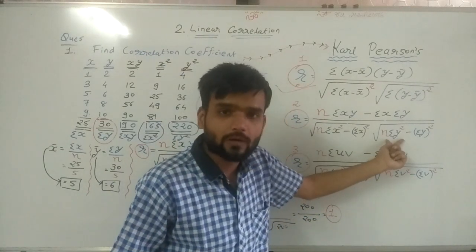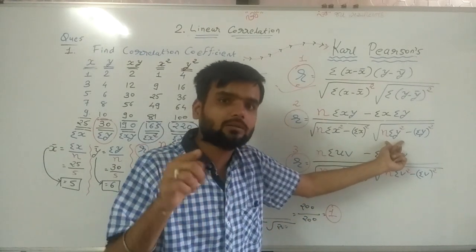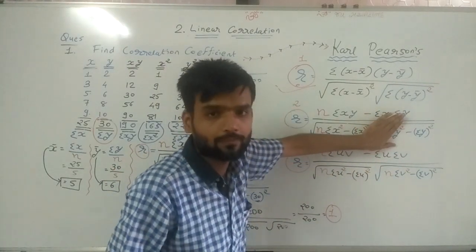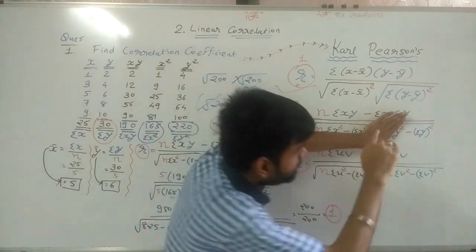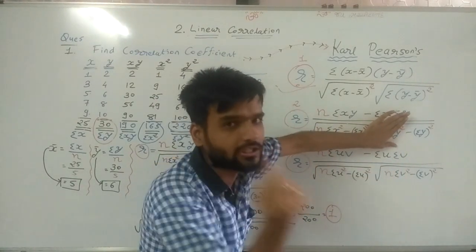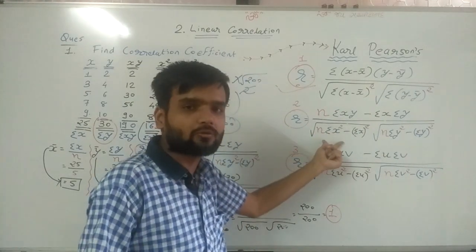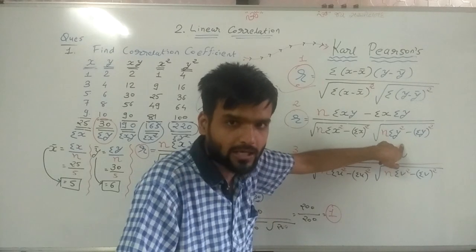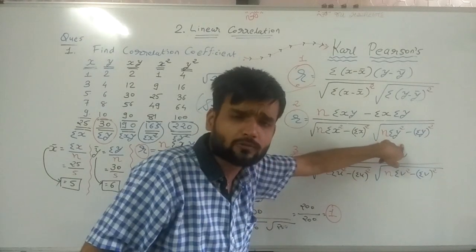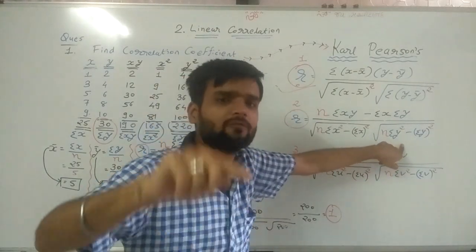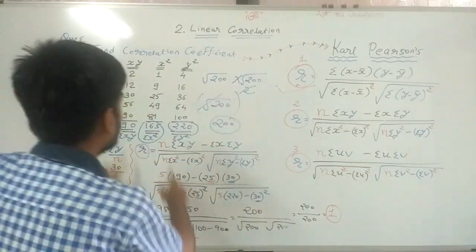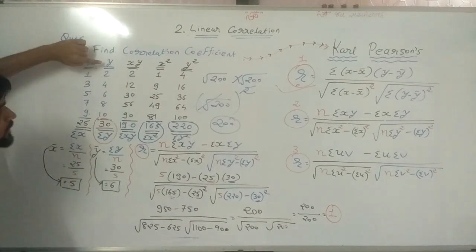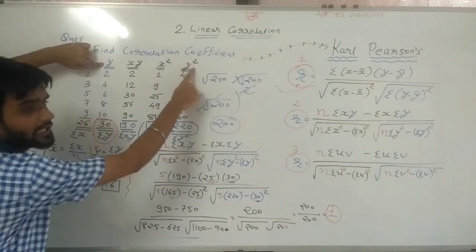Next sigma y square, my requirement again is sigma y square. So first don't look at the sigma. First of all we need y square because bracket is not given here, same as sigma x square. So to find sigma y square, the total of y square, first of all we need to find y square. So here the y column is given to you. This is the y column. We need to find the square of y.